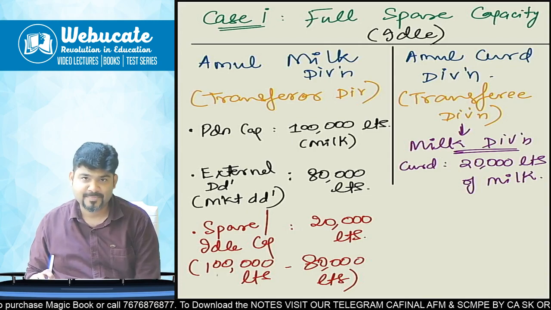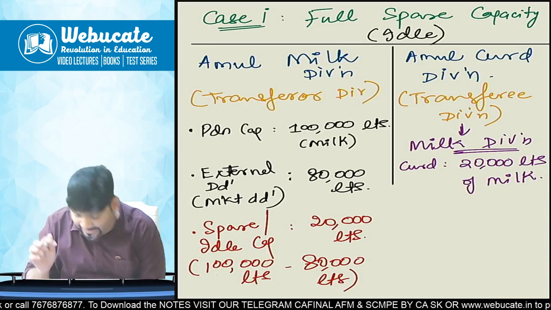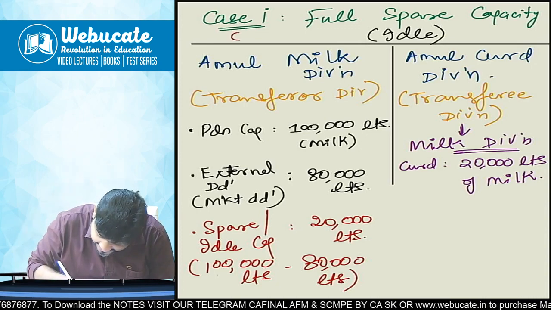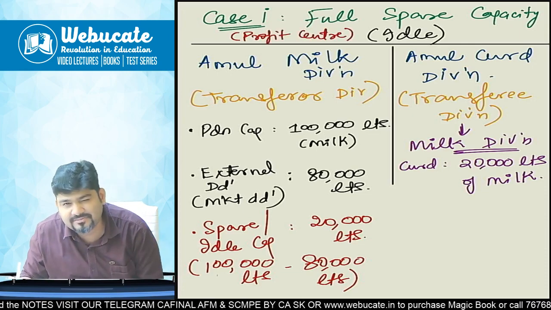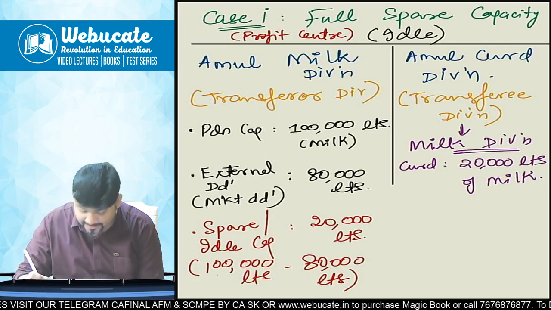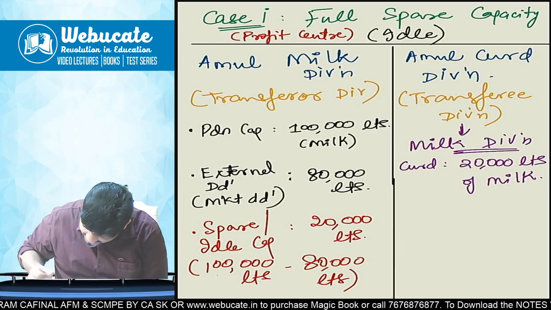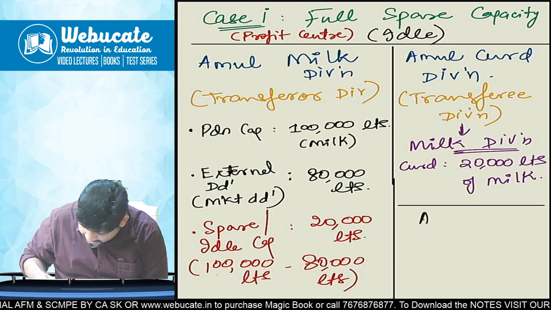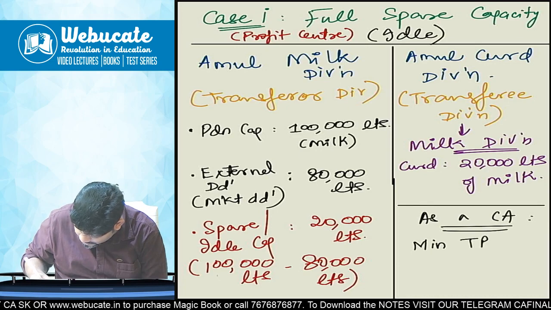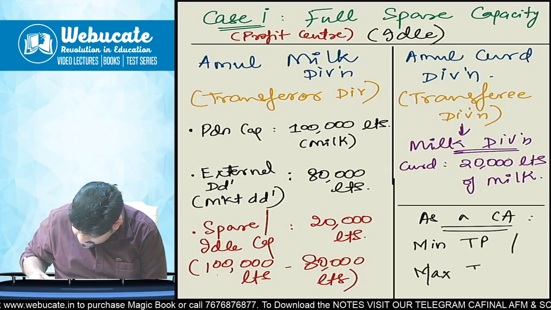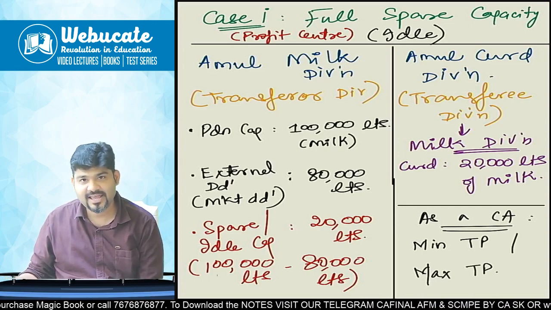Now, both of them, milk division and the curd division, are profit-centric divisions. By default, the concept of transfer pricing will apply only when they are profit-centric divisions. Now, you tell me, as a chartered accountant, we have to decide what should be its minimum transfer price and what should be its maximum transfer price. Shall we start?